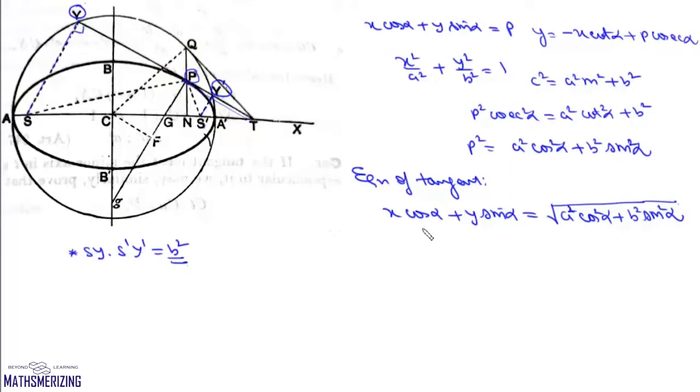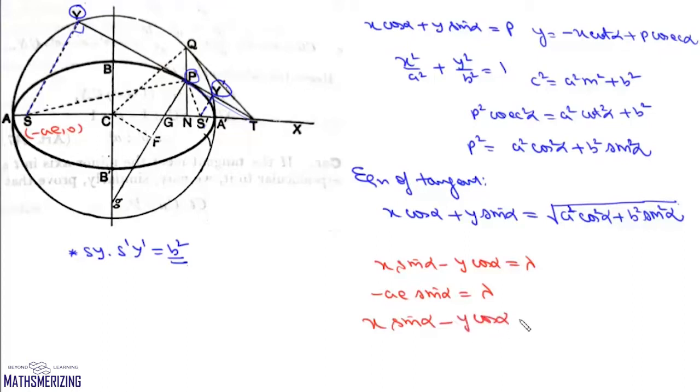Now this SY, it is perpendicular to this given line. We can say its equation is x sin alpha minus y cos alpha, and this is equal to say lambda. Now this line, it passes through this focus which is minus ae comma 0. So we'll put x as minus ae, so it will be minus ae sin alpha, and this is lambda. So we'll put the value of lambda here. We can write this equation as x sin alpha minus y cos alpha, and this is minus ae sin alpha.